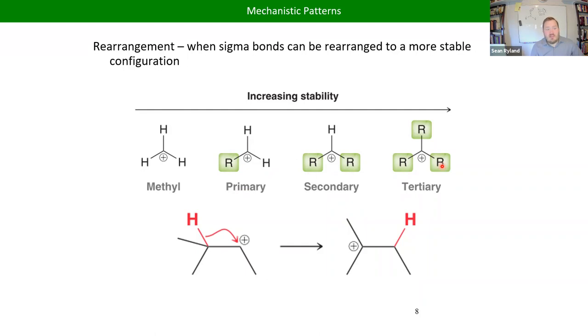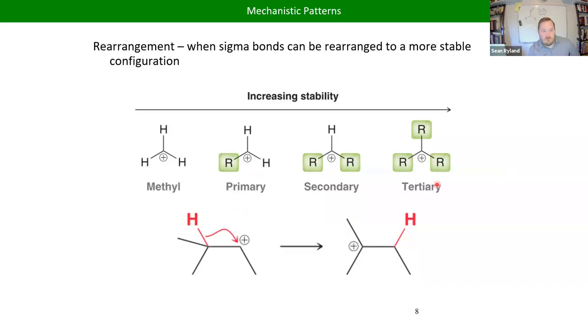Does anybody know what the next extension past tertiary would be in using this naming? Is it kind of esoteric? What is it, Cody? Is it quaternary? Quaternary. Quaternary would be the fourth level. Primary, secondary, tertiary, quaternary. We can't have a quaternary carbocation, right? Because that would be four bonds to the carbon, which means the carbon can't have an empty p orbital. You can't have a positive charge on a quaternary carbon.